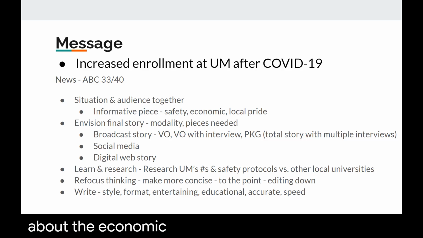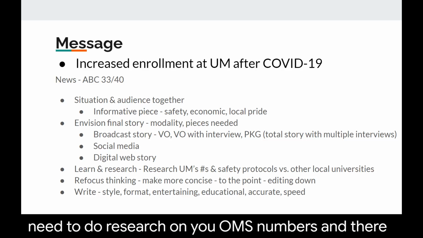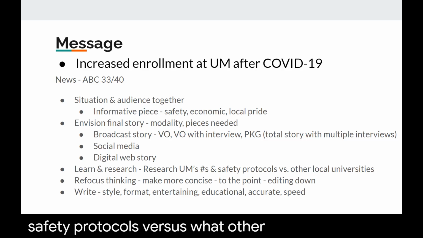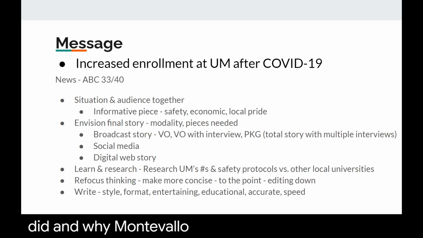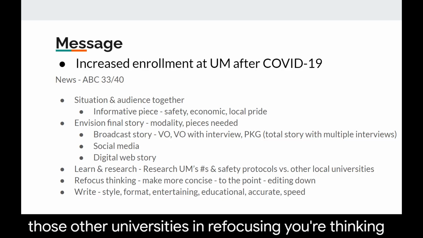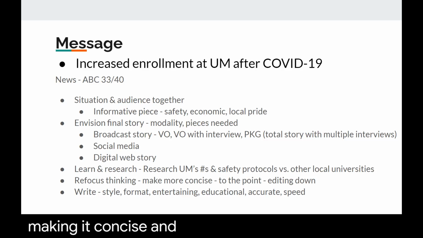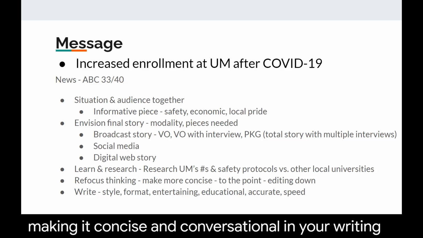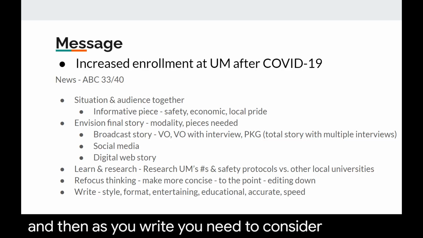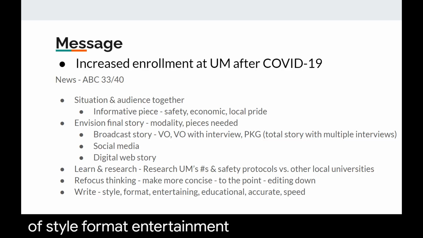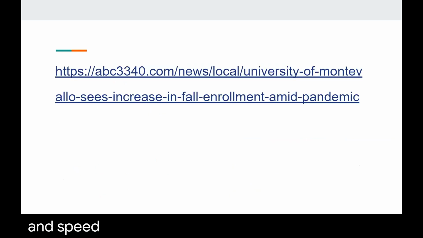that talks about the economics, that talks about local pride and addressing concerns about COVID-19. You're going to need to do research on UM's numbers and their safety protocols versus what other local universities did and why Montevallo was more successful than those other universities. In refocusing your thinking, the primary thing to think about for journalism is making it concise and conversational in your writing. And then as you write, you need to consider aspects of style, format, entertainment, education, accuracy, and speed.